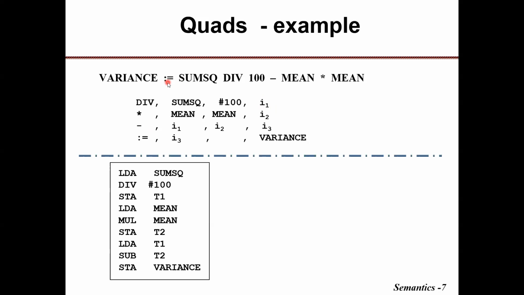Now we can do this assignment function. We have all of this evaluated, and so that's now in I3. So we'll do assign I3 to variance.